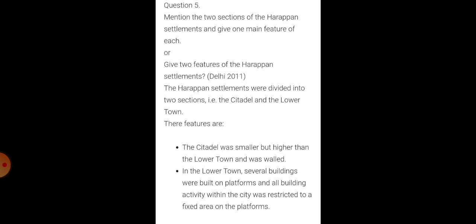Now their features are, the citadel was smaller but higher than the lower town and was walled. In the lower town, several buildings were built on platforms, and all building activity within the city was restricted to a fixed area on the platforms.